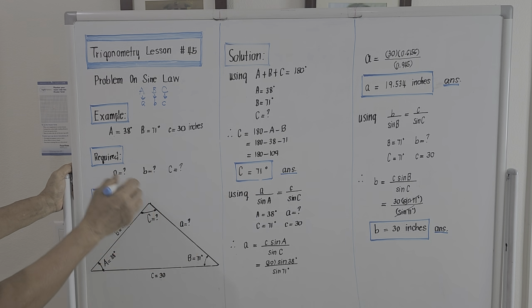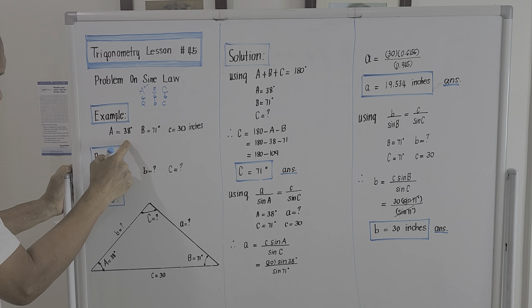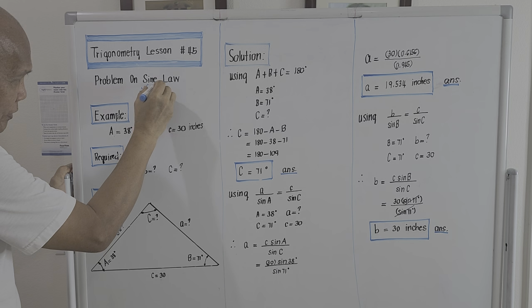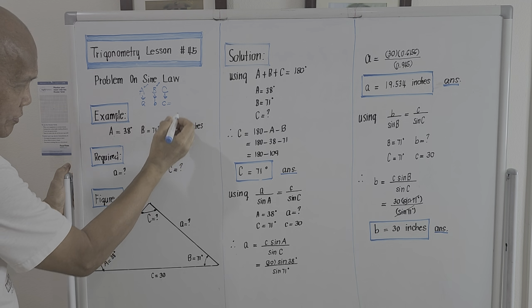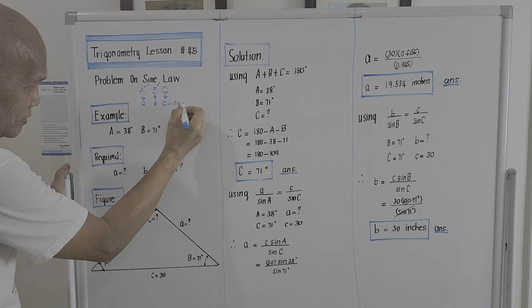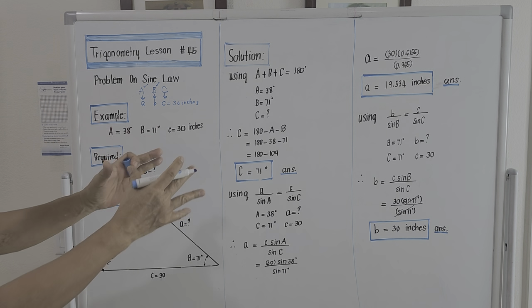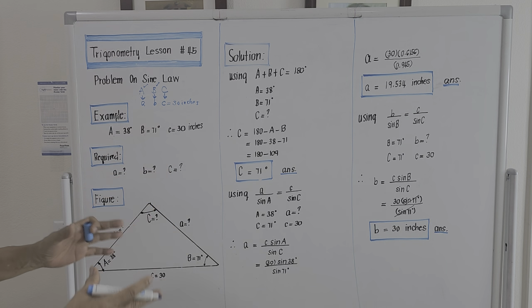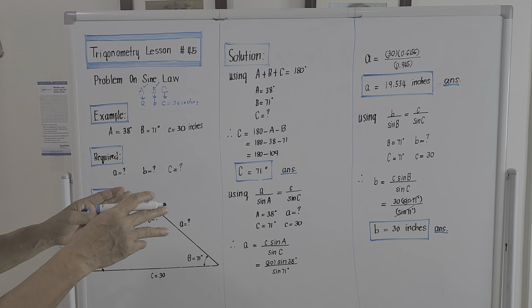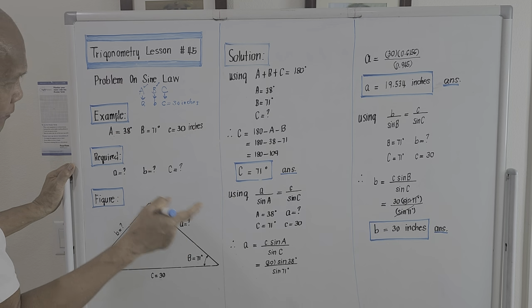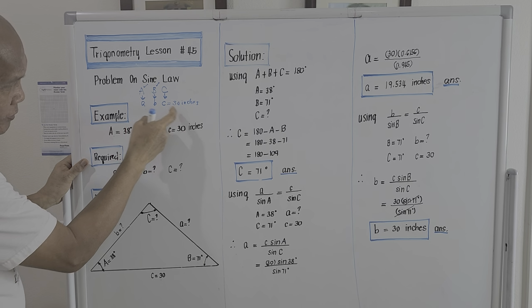For the given problem, angle A is 38 degrees. Angle B is 71 degrees. And side c is 30 units or 30 inches. It will be something like this if we try to solve an oblique triangle. We take note of what is given, then take note also of what is being required. So for this given problem, angle A is given, angle B is given, side c is given.